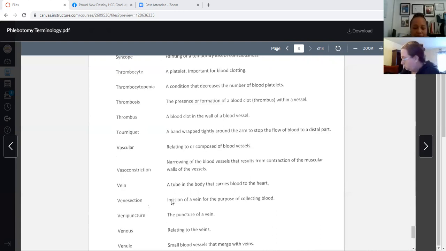Vein, you want to highlight vein. That's a tube in the body that carries blood to the heart. So remember that veins carry blood toward the heart. Venisection, it's an incision of a vein for the purpose of collecting blood. And another word for venisection is phlebotomy.